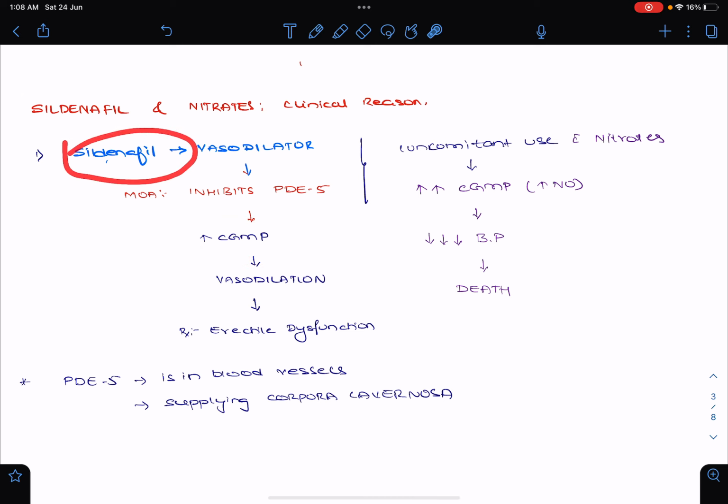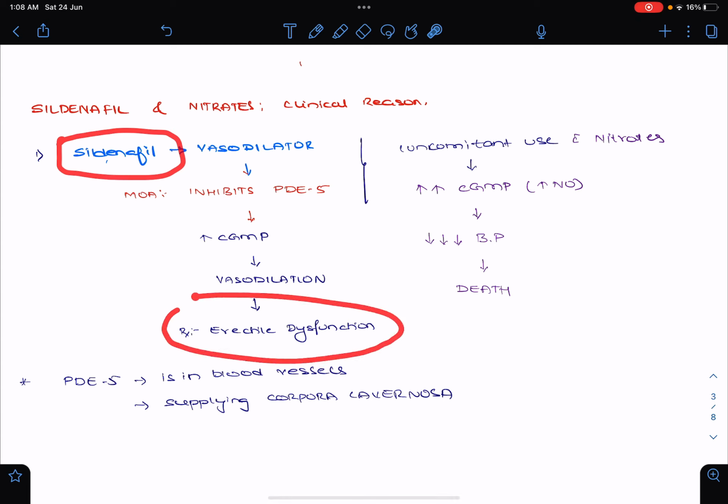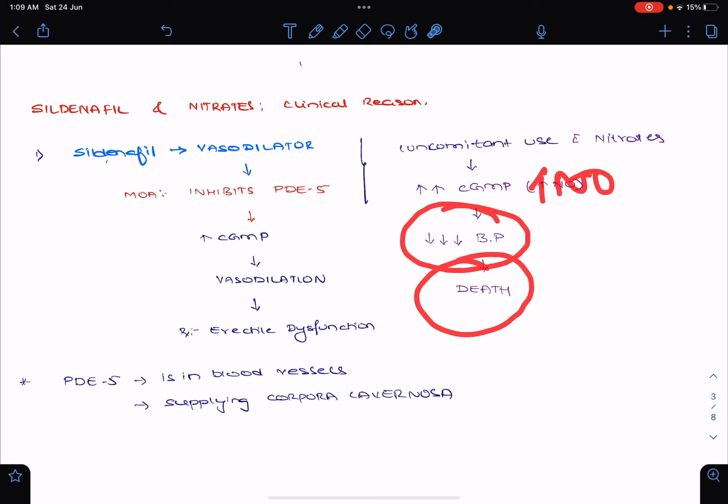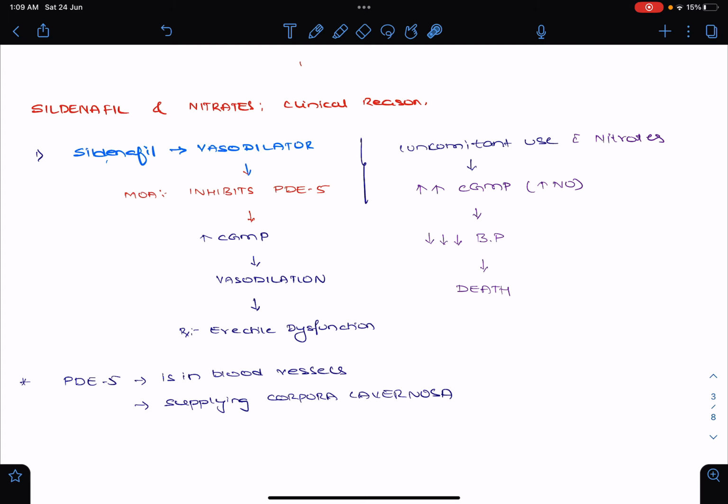So where do we use sildenafil? Basically in case of erectile dysfunction. The patients who are already on sildenafil for the treatment of erectile dysfunction should not be given nitrates for the treatment of angina. Is that clear? Fine. So the concomitant use of sildenafil with nitrates will increase cyclic GMP production, thereby increasing the nitric oxide. It will cause a profound fall in blood pressure, leading to death due to hypotension.